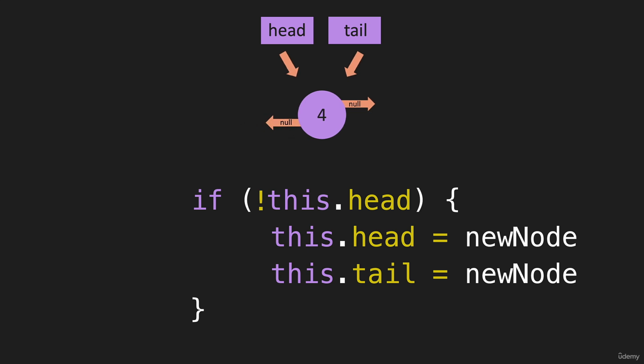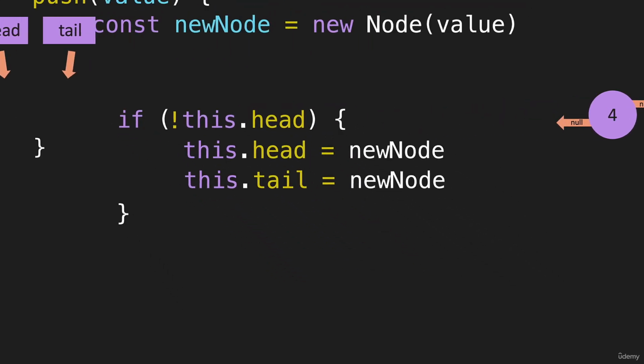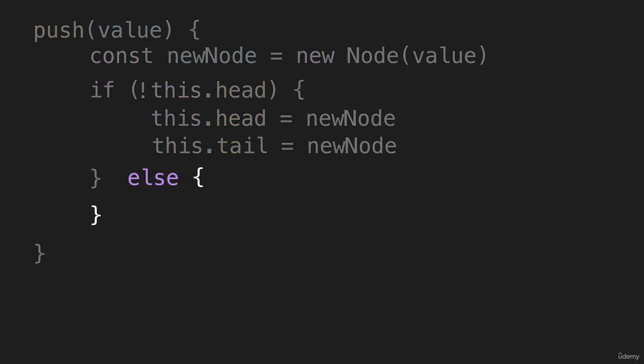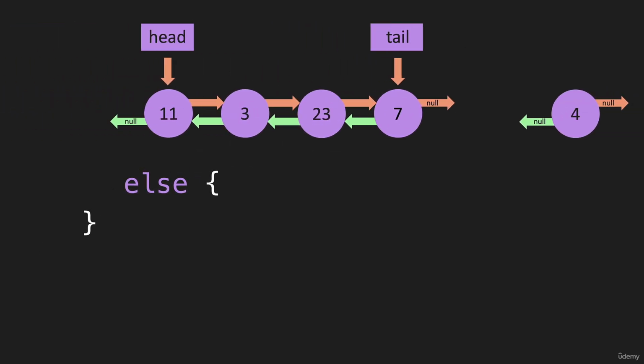So let's add this if statement in with the rest of our code, like this. This is what we have so far. So this if statement is if we have an empty list. Otherwise, else, we have one or more items. So let's build this else statement out.